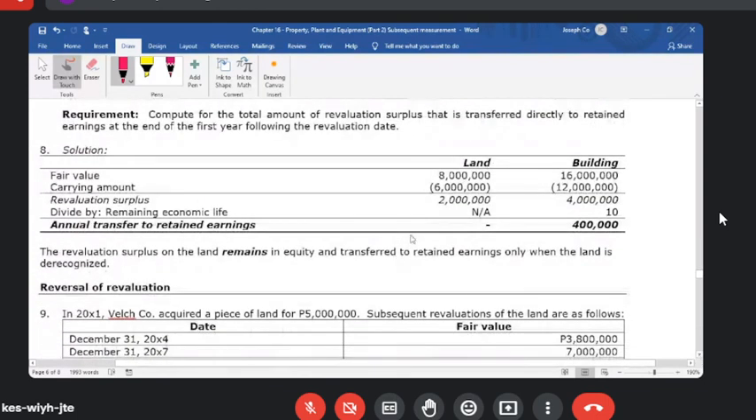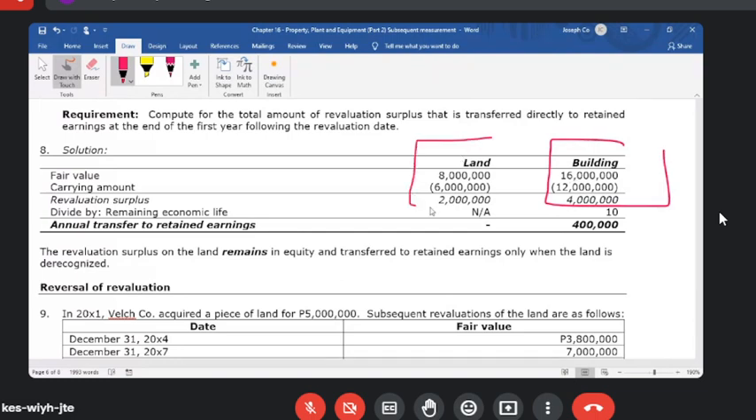The moral lesson here: we only have piecemeal realization if the asset is depreciable. There is no piecemeal realization if non-depreciable. For annual realization, with debit revaluation surplus.